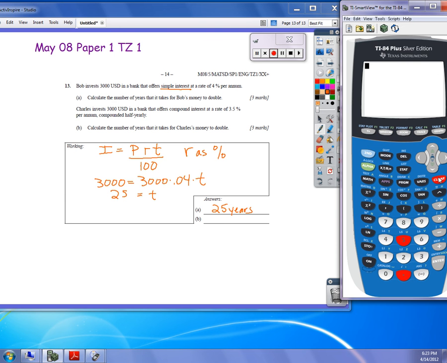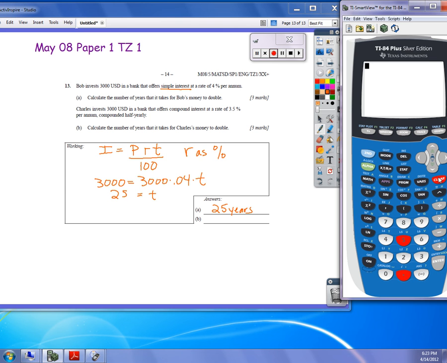In part B, Charles is investing $3,000, but this time we're going to be calculating compound interest. And again, the formula sheet has you dividing by 100. In Algebra 2, we didn't do the problems that way. We just put the rate in as a decimal. And I think that's probably what most of you are used to. Don't put the rate into the formula as a decimal and then divide by 100. It's one or the other.